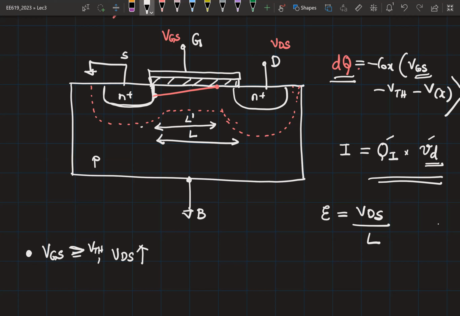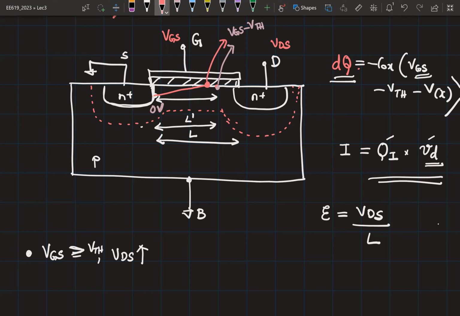What happens if I increase the VDS now? What is the drop across the channel? So this node is at 0 volt. What is the potential at this node? This is VGS minus VTH. Now let's say I increase VDS a little further. So it is going to get pinched off here. What is the potential at this node?